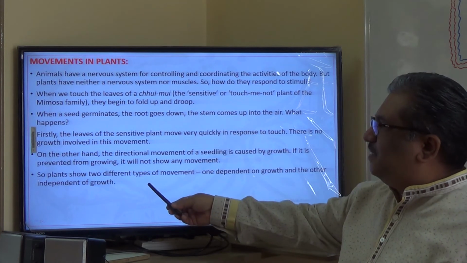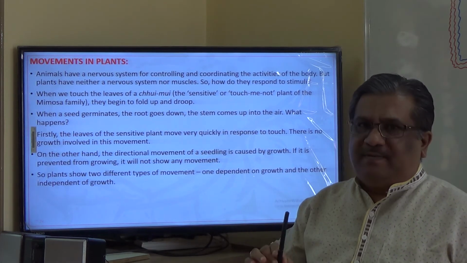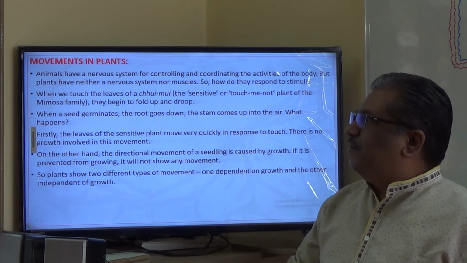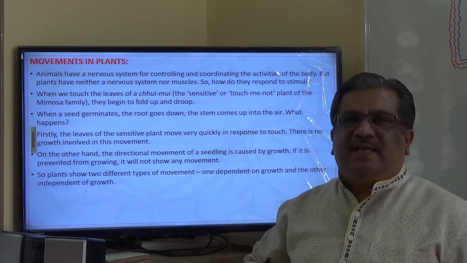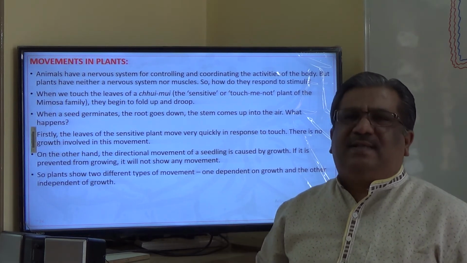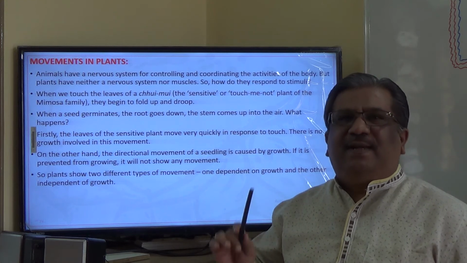Same thing I have discussed. All these are taken from the textbook. Why have I taken from the textbook? I have told many times, please read the NCERT textbook chapters. Very nicely written. Dear students, make sure if you read the NCERT textbook chapters, you will really excel.